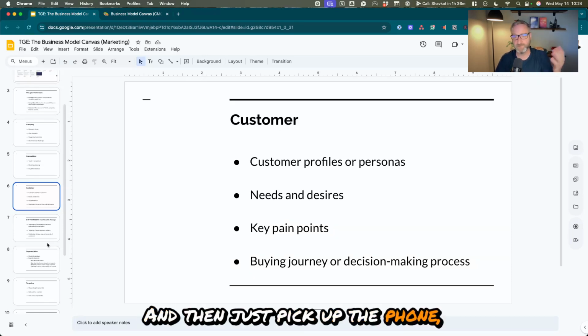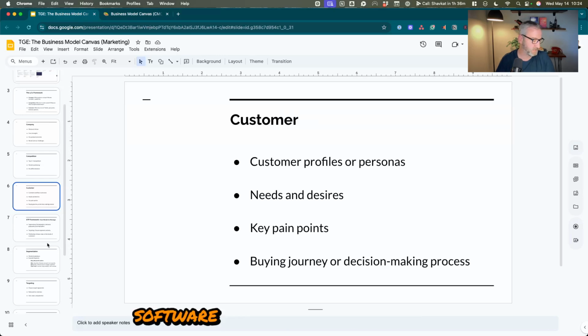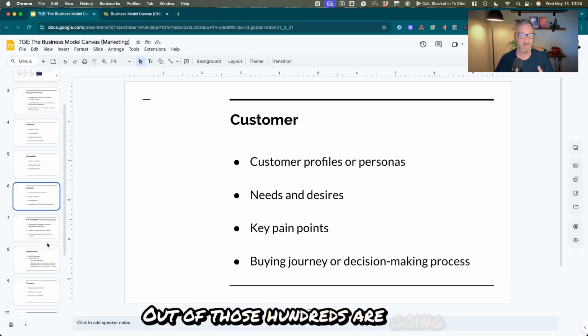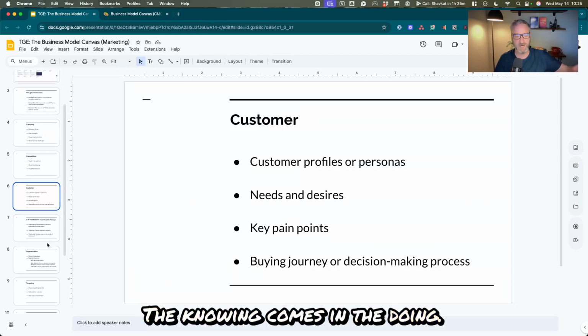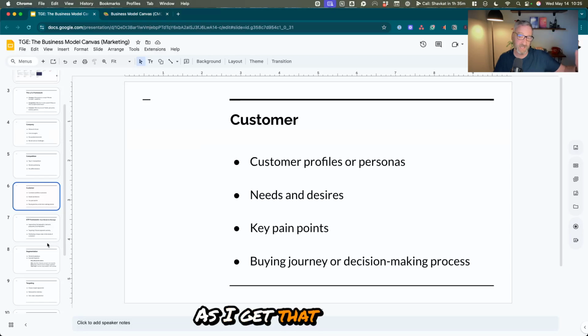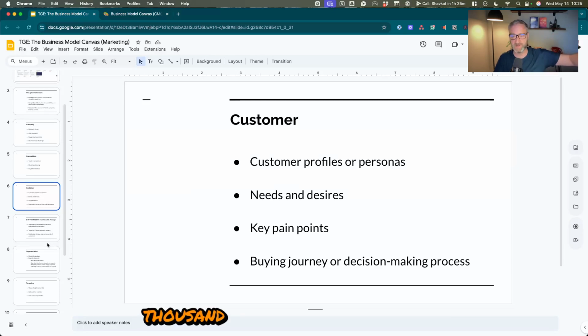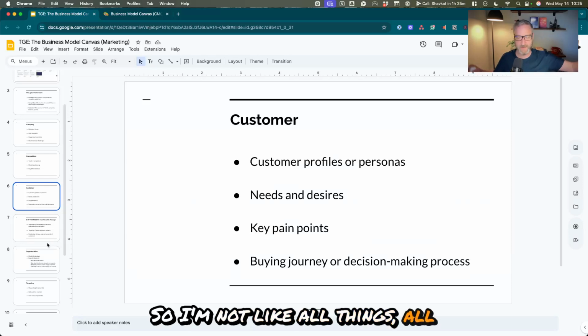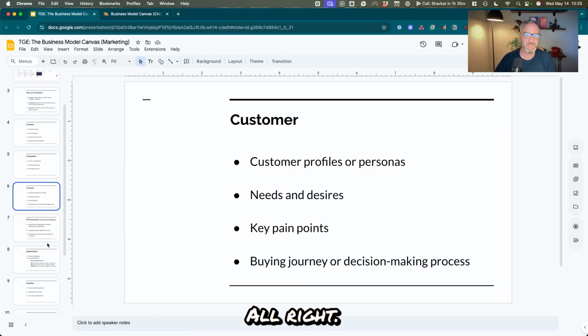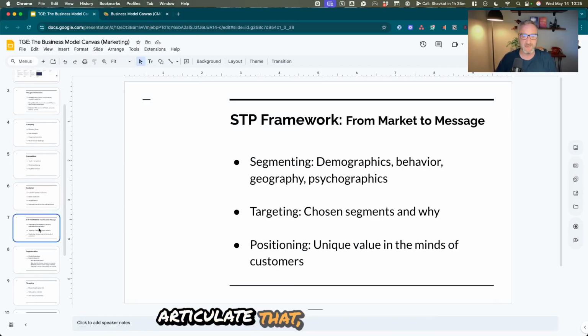And then just pick up the phone, be very clear. Every time I start a software company, my only goal is to get 100 people to use the silly thing that I'm building and validate that I'm solving the right thing. Out of those hundreds are going to come 25 or 30 that are the best fit. And at some point, that'll become clear. The knowing comes in the doing. As I get that clarity, then I double down and get to 1,000 of the ideal fit people, right? So I'm not like all things, all people. I'm looking for that specific fit. All right. So as you get that clarity and articulate that, you're really building that out.